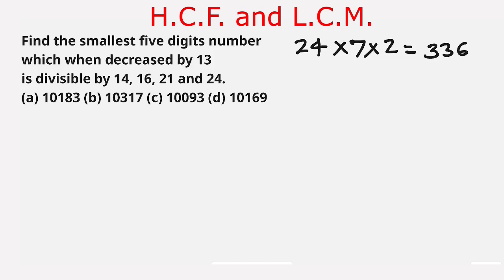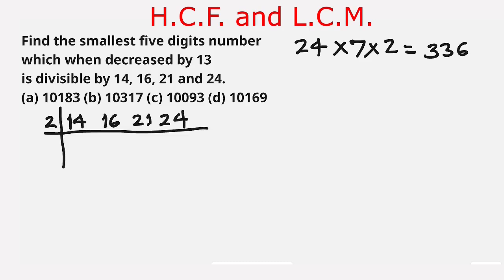If you are unable to find your LCM by the shortcut method, then you should go by the regular common division method. So we will find the LCM from the common division method as well. We write all these numbers 14, 16, 21 and 24. We divide these numbers by 2. 2 divides 14 for 7 times. 2 divides 16 for 8 times. We write 21 as it is. 2 divides 24 for 12 times.